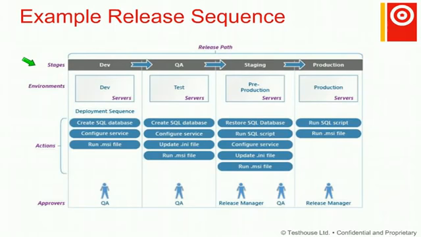And then it will deploy into staging. You might want to restore a database into that, and run a SQL script, then configure the service, change the ini file, and then run the MSI file. And again, you've got two approvers associated with that. And then going into production, you only want to run a SQL script and run the MSI file, and the release manager will approve that deployment into production. So it's a typical release sequence.